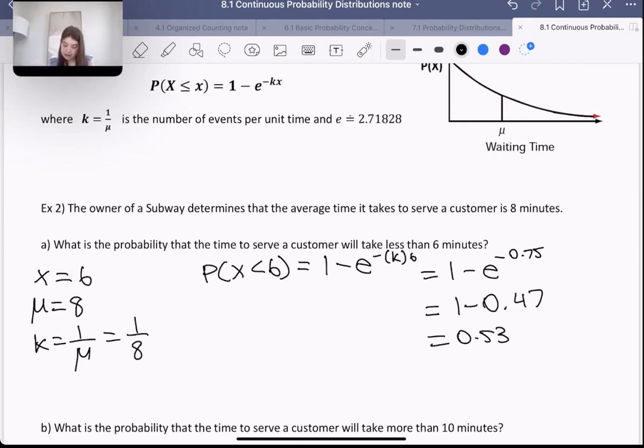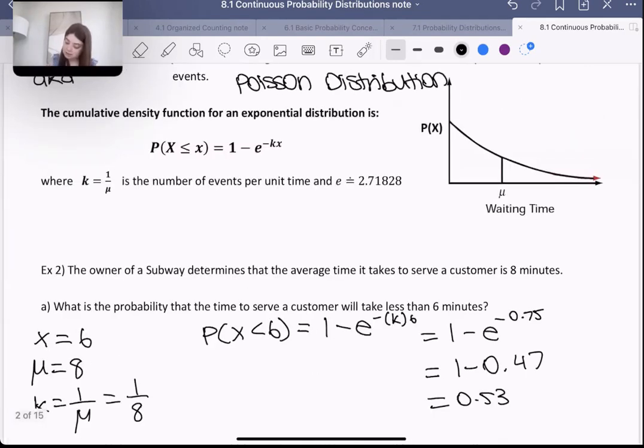Now, this might seem like a bit of a strange answer. Wait, I thought the average time it takes to serve a customer was 8 minutes. So how can it be more than a 50% chance that it'll take less than 6 minutes? Well, that's because if we look at this exponential distribution, we can see that there's a few wait times here at the end that are skewing everything up. So that's skewing the average up, because there's a small chance that maybe one of their machines will break down and it'll take like 2 hours to get your sandwich, but that's probably not that likely to happen, right?